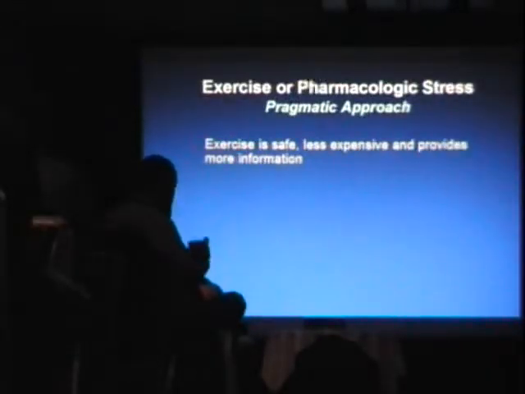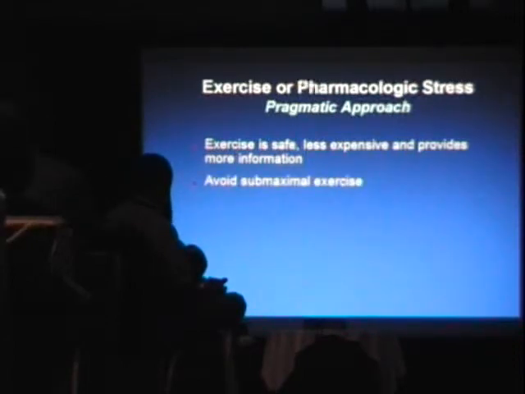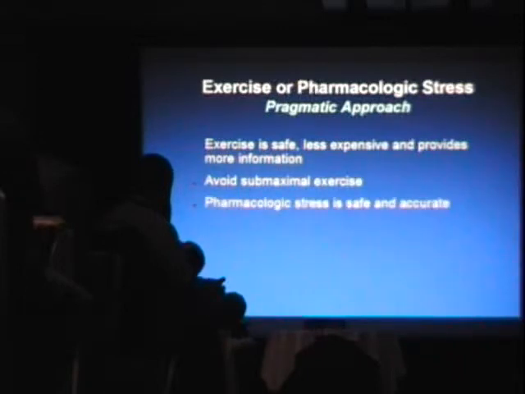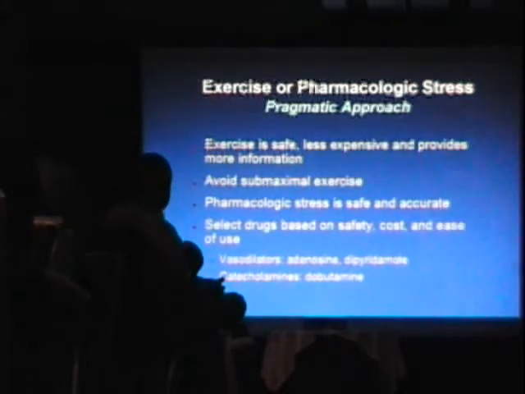So the pragmatic approach is to always do exercise, because it's better, it's more physiologic, but we need to avoid submaximal exercise. If the patient is unable to attain a maximal stress, then we switch to pharmacological stress. We don't inject the patient at peak stress. And for pharmacological stress, we typically prefer vasodilators, adenosine or dipyridamole, and essentially when these are contraindicated, we go to dobutamine.